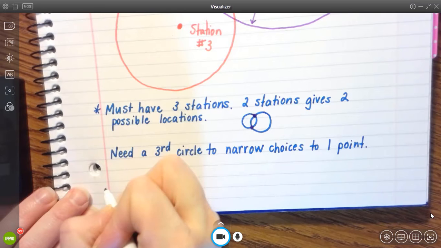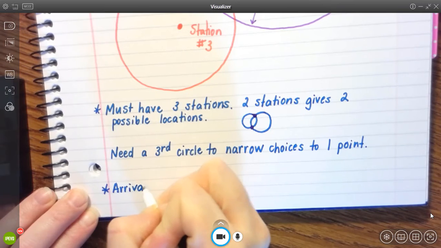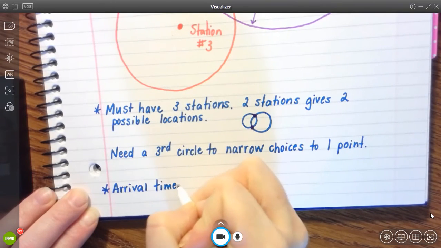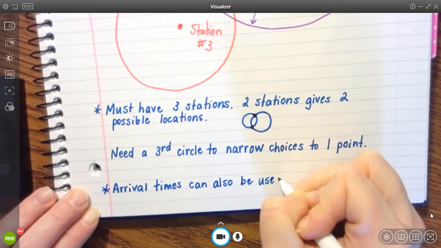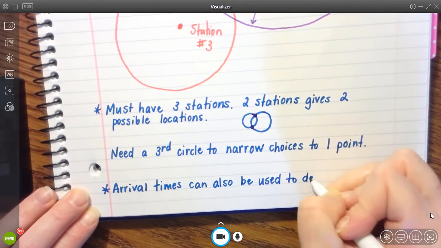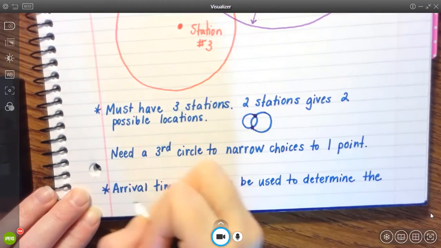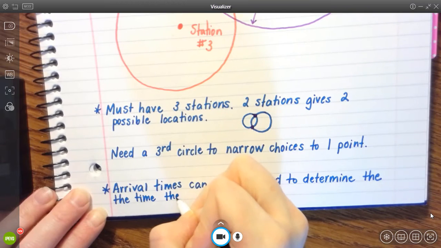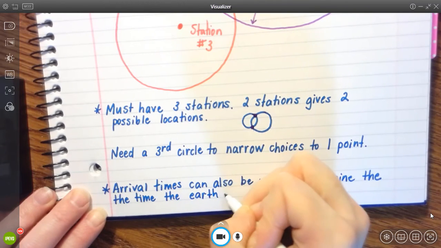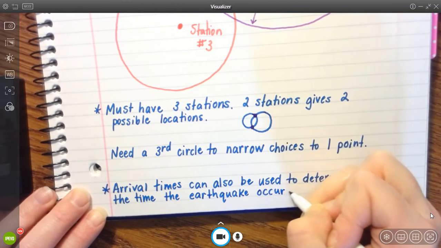You can also use your arrival times to help you figure out where the epicenter was. So we'll put that here. Arrival times can also be used to determine the time the earthquake occurred. All of this information is connected.